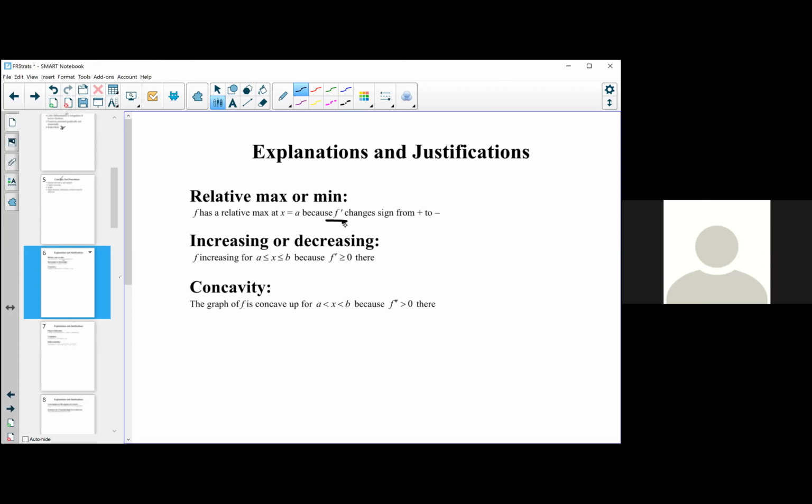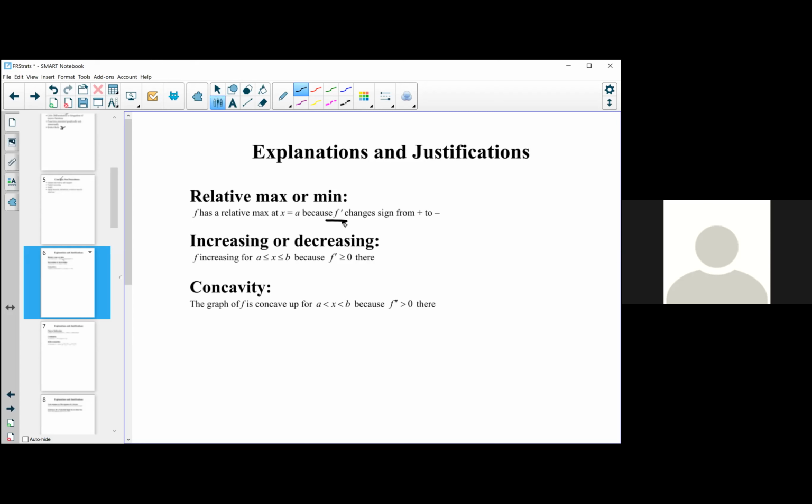Increasing and decreasing: the best kind of justification for why that might be true would be something like, f is increasing on a certain interval, usually that's how they ask those questions, because the derivative is greater than or equal to 0 on that interval. And then for concavity, a function graph is concave up on a certain interval because the second derivative is positive on that interval.